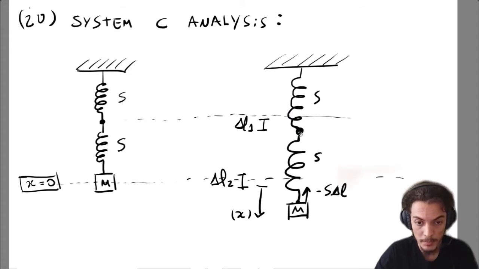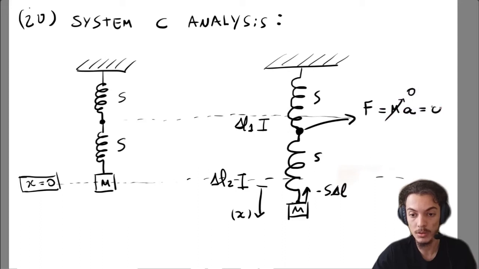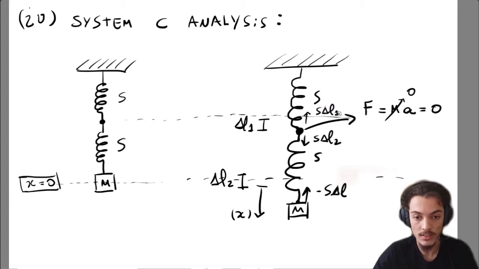So this piece, this junction, for example, of springs has no mass, and if we write Newton's second law for this element, we will get that the mass of this element times the acceleration, since the mass is equal to 0, the force is also equal to 0. But we have here an elastic force due to the second spring, so this is S times delta L2 in module, and we have up here S delta L1, okay?